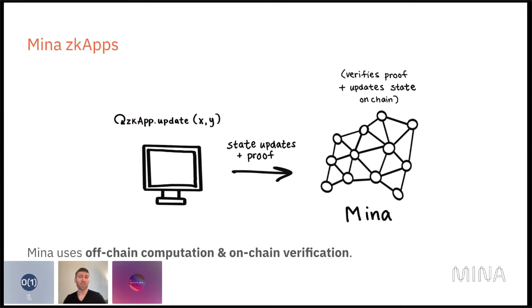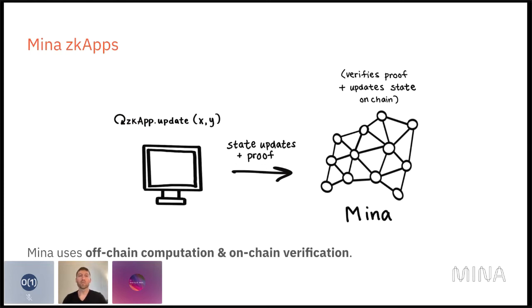The Mina network then verifies that this proof is correct for that ZK app account, and if it is, then the state is allowed to be updated. And if it's not, the transaction is rejected. So in this case, there's no need to execute the full program over and over like is necessary in Ethereum. We just need to check that proof on chain, which is fast and efficient.